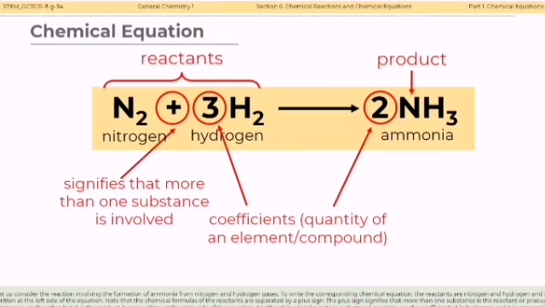Another thing to take note of in a chemical equation are the coefficients, 3 in hydrogen and 2 in ammonia. Coefficient comes before the chemical formula of a substance to indicate the quantity. If no coefficient is written, it simply means a coefficient of 1.